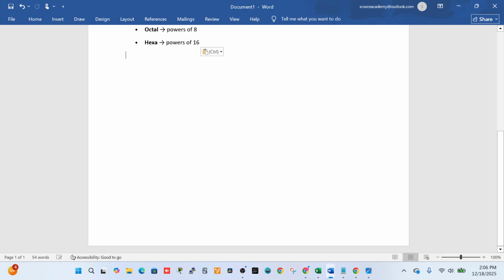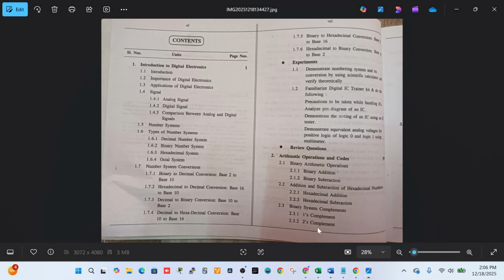Okay, go to the next one. Here I explained the decimal number system, binary number system, hexadecimal number system, octal system, and number system conversion. In the syllabus: binary to decimal conversion, base 2 to base 10, hexadecimal to decimal conversion, base 16 to base 10, decimal to binary conversion, base 10 to base 2, decimal to hexadecimal conversion, base 10 to 16, and binary to hexadecimal, hexadecimal to binary.